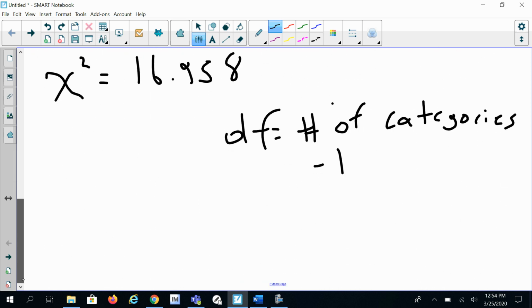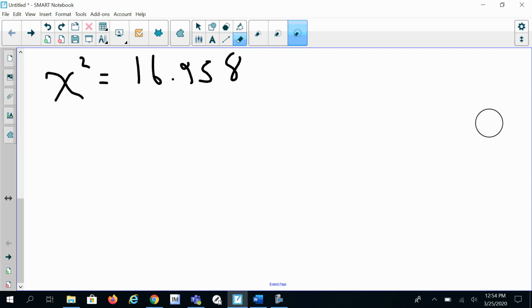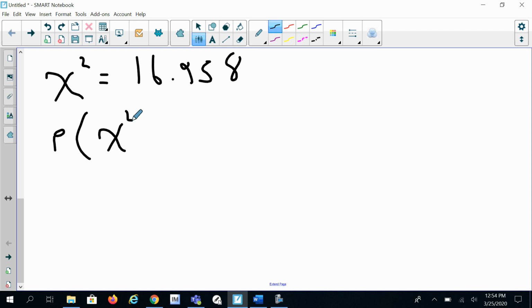Okay. So I'm going to erase this. So number of categories minus 1. Hopefully you wrote that down. All right. So we're going to find the probability that chi-square sub 4 is greater than 16.958. It will always be greater than, so you don't have to worry about that.